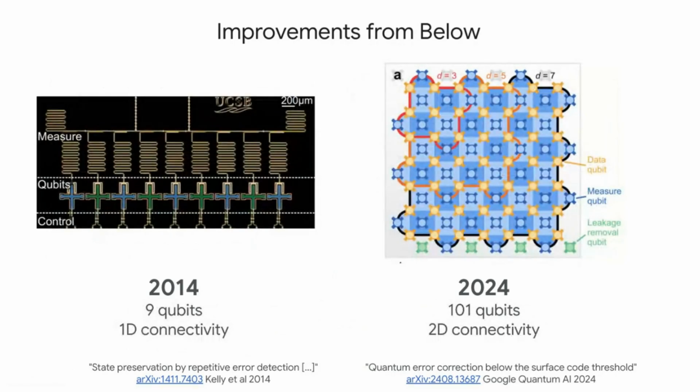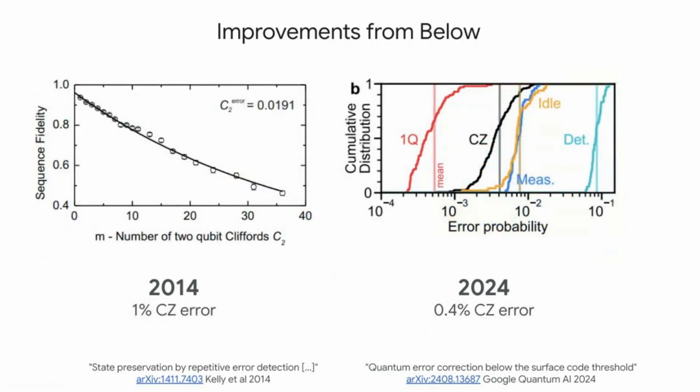This device was the crowning achievement of that period. Yeah, there was a bunch of experiments. I don't think they do exactly the same benchmarking we do now. I'm not sure, this CZ error, I think it might include single qubit gate error. I don't know if it's divided up in the same way. So I've just said it's around 1% CZ error.